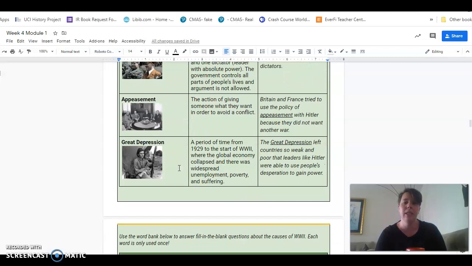The next word is appeasement, the action of giving somebody what they want in order to avoid a conflict, sort of to please somebody. It's appeasement. Britain and France tried to use the policy of appeasement with Hitler because they didn't want another war. There's actually a bunch of stories about how the Prime Minister of Great Britain at the time went to Germany and met with Hitler several times and had dinner with him and stayed at his house in this attempt to have this appeasement policy to not start another world war. And he actually thought he was making headway when in fact Hitler was talking smack about him behind his back.